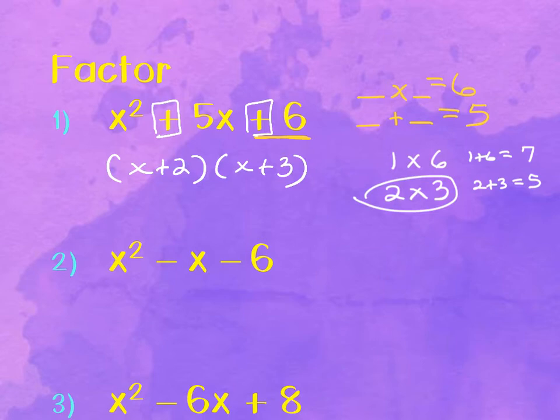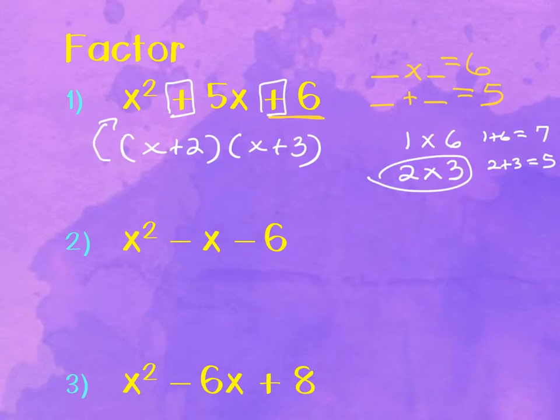And again, if you have any doubts, FOIL it. If after you FOIL, it does not go back to the original, then you've either chosen the wrong factors, or maybe you have the wrong signs. Let's try the next one. Yes, why couldn't it be negative 1 and negative 6?